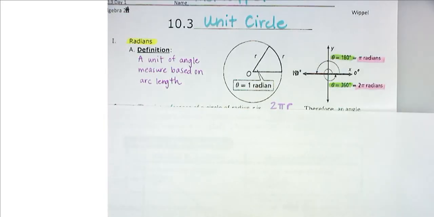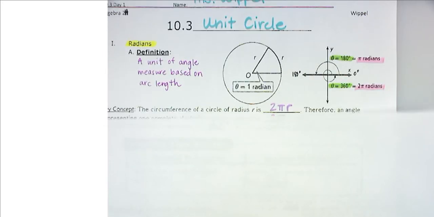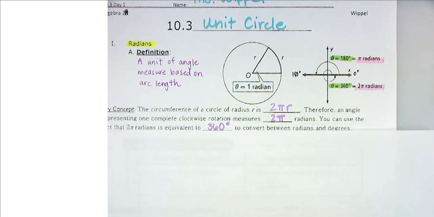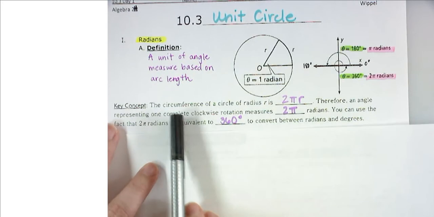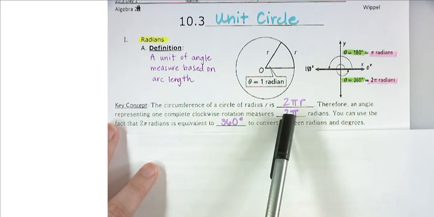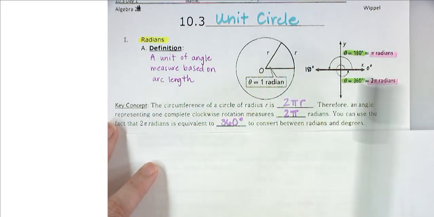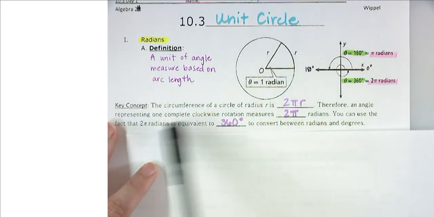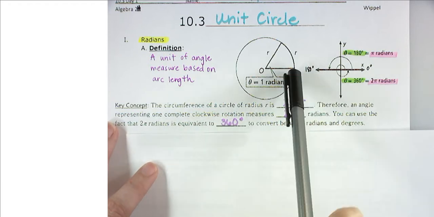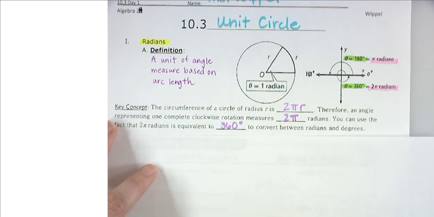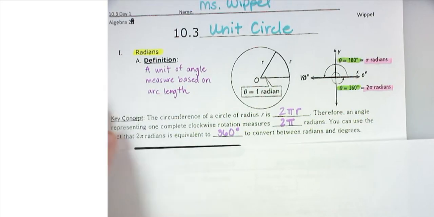We are going to use this conversion rate to help us go back and forth between these. This is all based on the circumference of a circle. If you remember from geometry, the circumference is 2 pi r. An angle representing one complete clockwise rotation is going to measure 2 pi, so that would be one time around the circle. And we know that 2 pi is equivalent to 360.